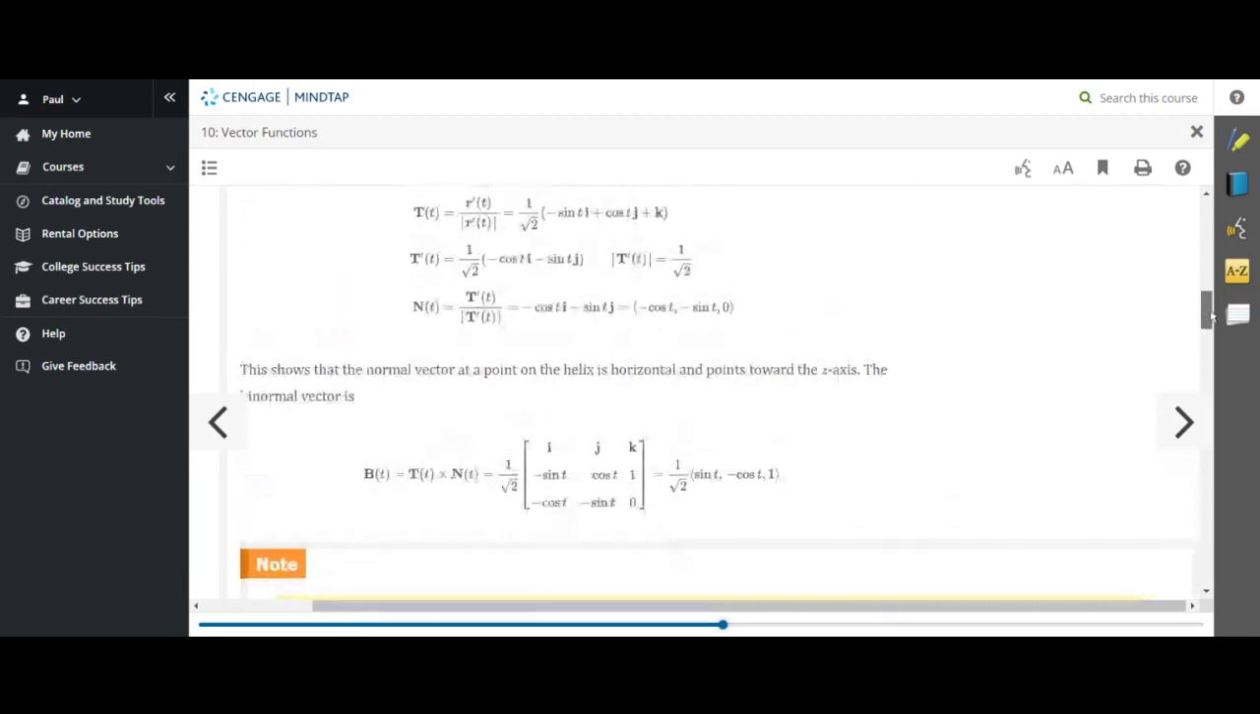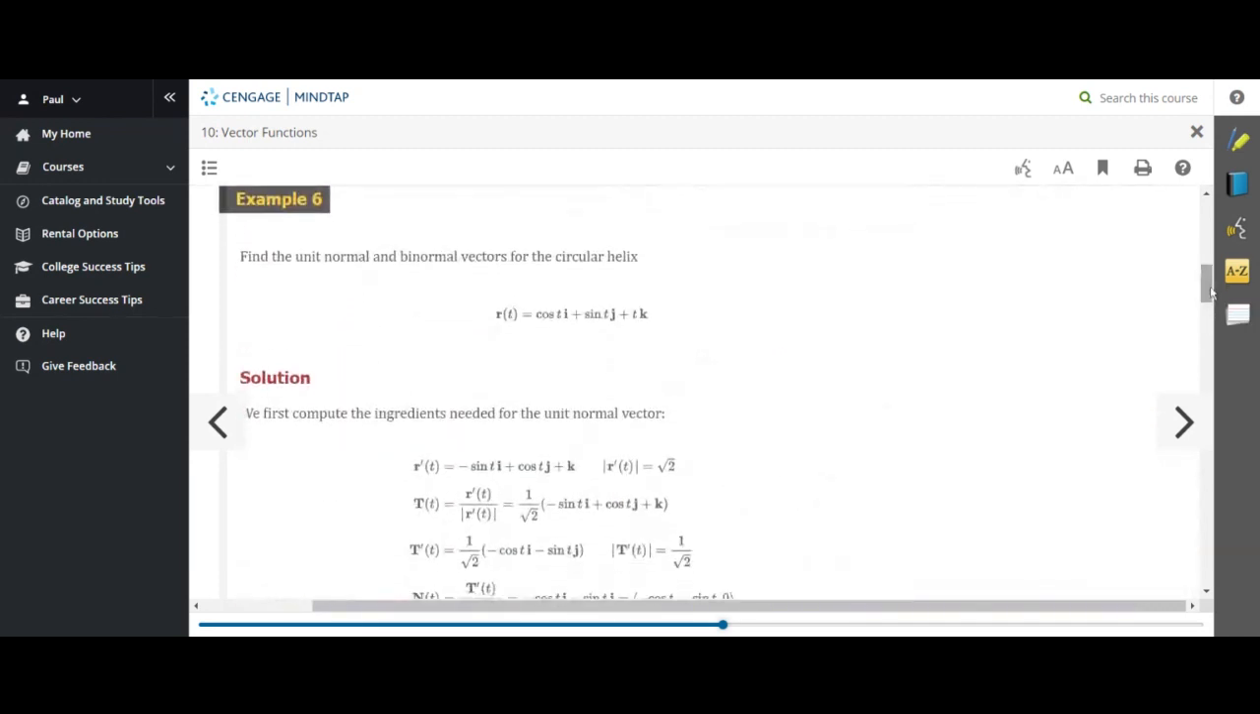Of course, they have a nice example here, and we try to stick to fairly simple problems. You have a helix. Here's the helix again. They are going to find the unit tangent and binormal vectors for the circular helix.